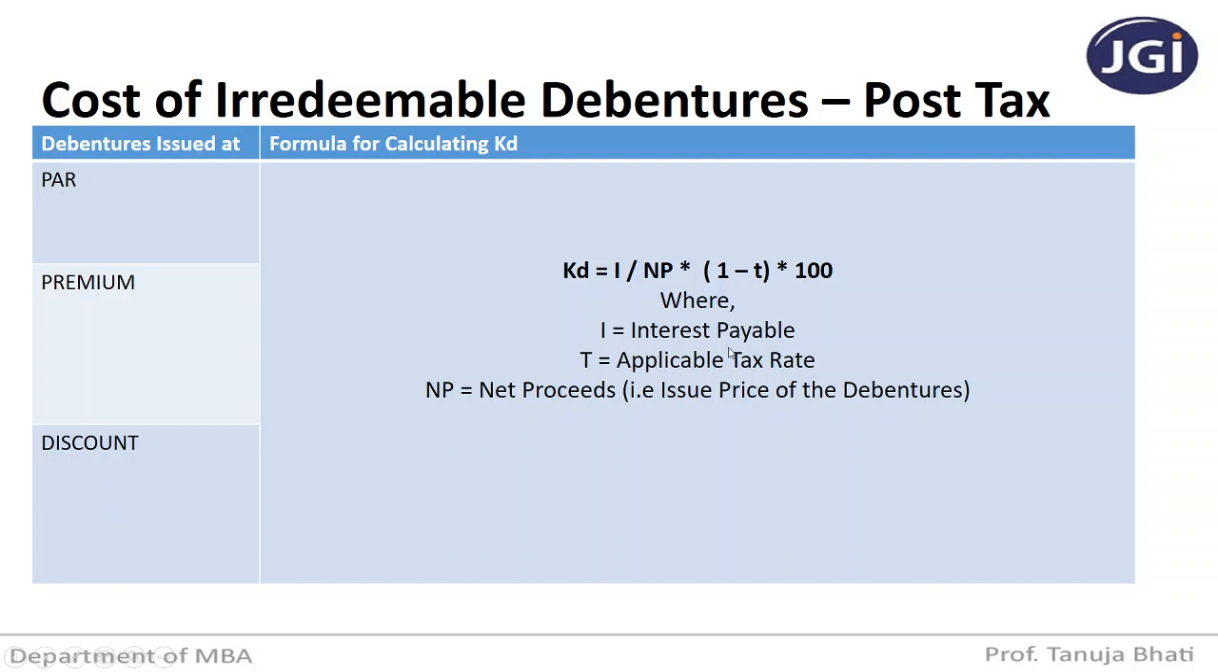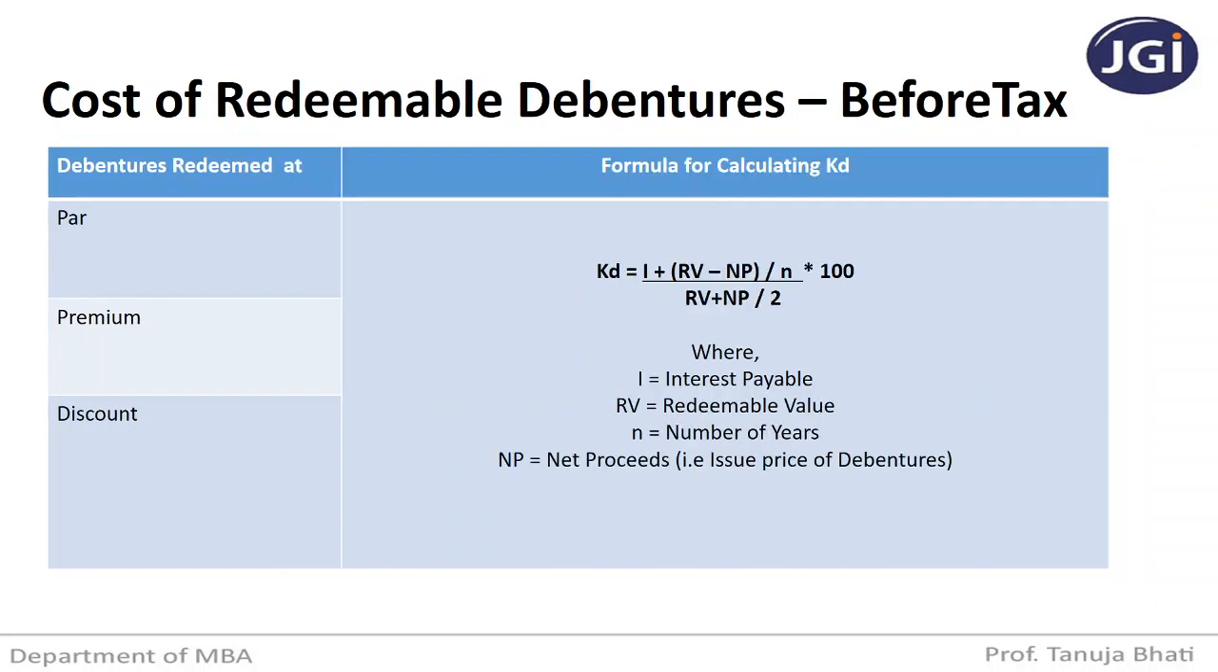Now how do you calculate interest payable? Always keep one thing in mind: interest is always calculated on the face value. This is very important in all the formulas of cost of debentures. Whatever interest you are going to pay is always calculated on the face value. The percentage of interest will be specified in the problem. You just have to multiply it with the face value.